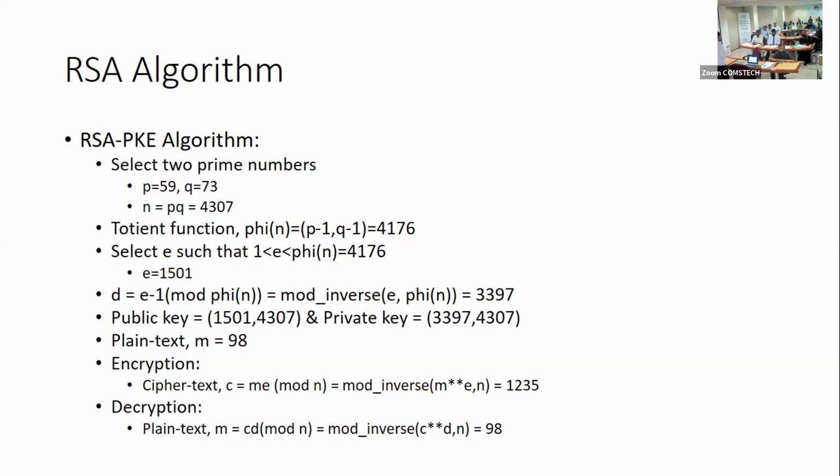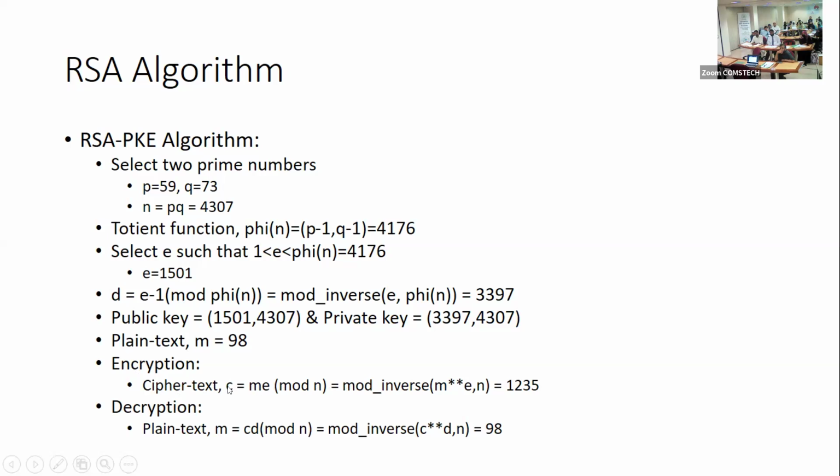Now Alice sends the public key to Bob, and Bob, using that public key, is going to send a message to Alice, which Alice can decrypt with the private key. Let's see how it works. Let's say Bob wants to send 98 as a message.